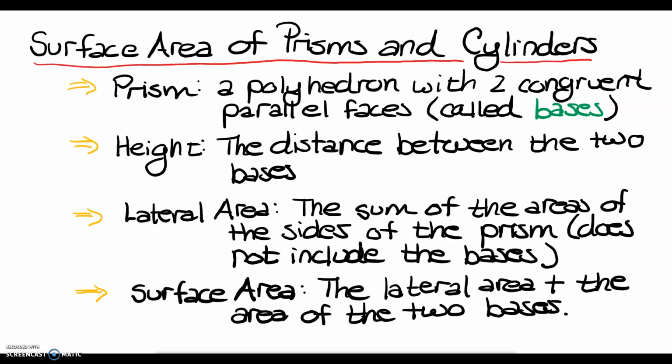And then the last vocabulary word is surface area. It's the lateral area plus the area of the two bases. So surface area includes any of the sides that you could actually touch if you picked up that 3D object. That includes your lateral sides and your two bases.